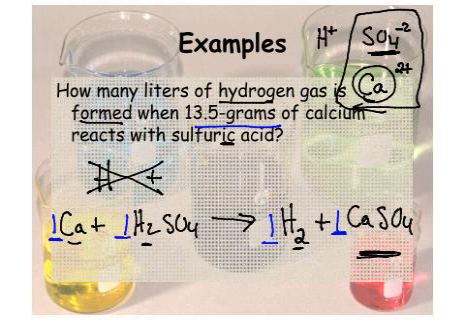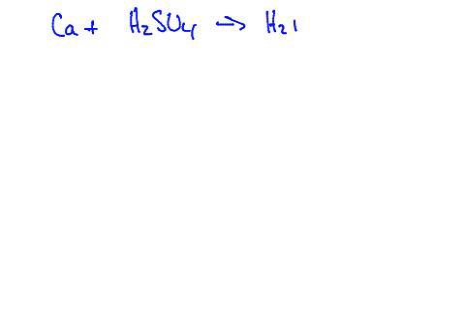Now we have 13.5 grams of calcium. I'm going to rewrite this because I need a blank screen. So I've got calcium plus sulfuric acid, all 1-to-1 ratios, right, ladies and gentlemen? It makes H2 plus calcium sulfate. And we had 13.5 grams of calcium. Yep, 13.5 grams. So now I'm going to write down what I know underneath what I know.